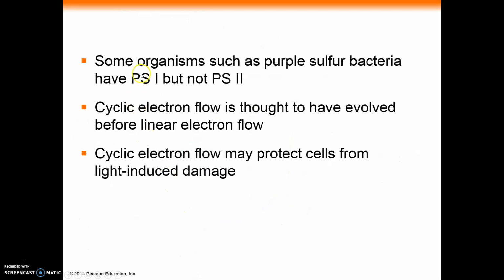Now, if you start looking at bacteria, photosynthetic bacteria, you can find some that have photosystem 1, but not photosystem 2. And you can, in fact, find bacteria that have photosystem 2, but not 1. And you also find bacteria that have both. So it's kind of thought that photosystem 1, as part of a cyclical flow, is probably a precursor, and then the linear flow came later on.